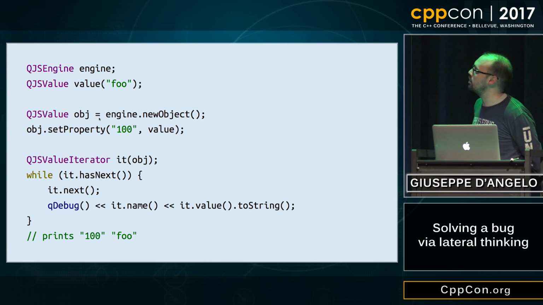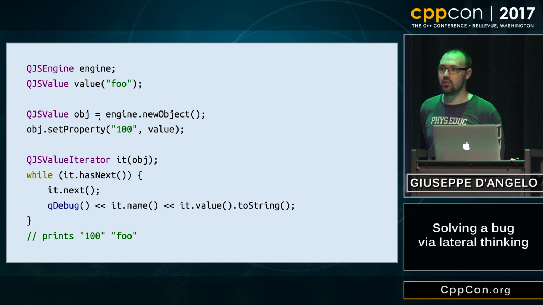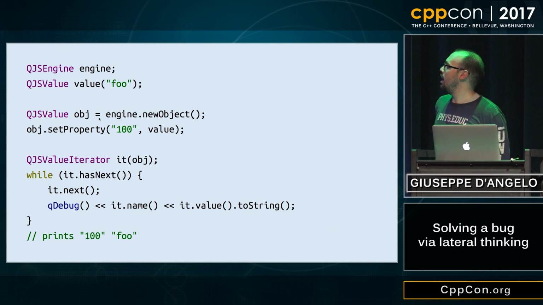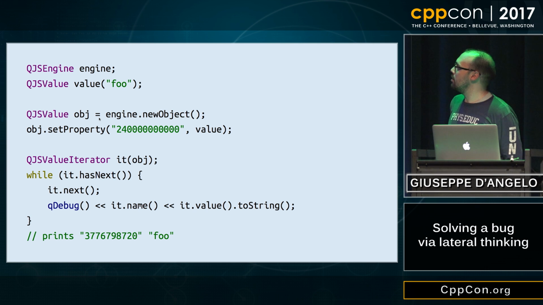The JavaScript engine in Qt has a C++ API that you can use to script your application. So I built a test case, which just builds an object, sets that property 100 on it, and then prints it, and it works. But if you set a property which has that weird name, then this prints on the bottom slide an entirely different thing. So there is clearly something wrong there.